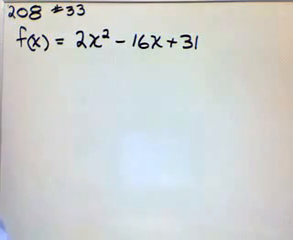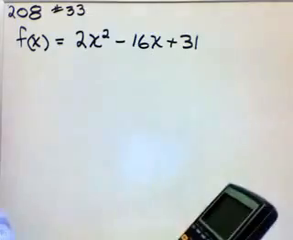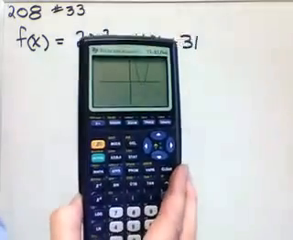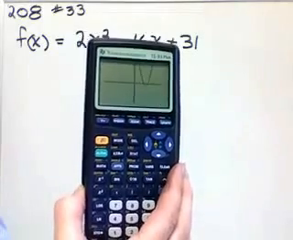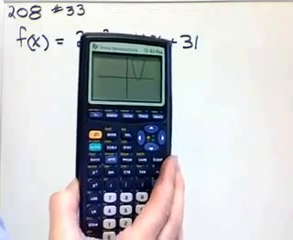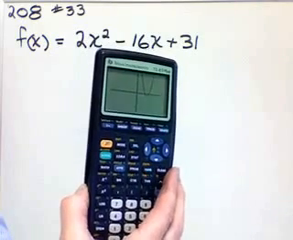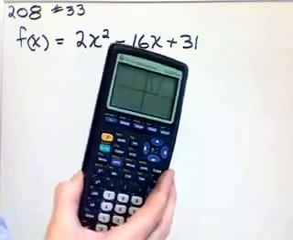All right, on page 208, number 33, the question asks you to use your graphing utility to graph the quadratic function and then identify the vertex and the x-intercepts. So first thing you have to do is pick up your calculator and type it in. And then once you do, if you look at the graph, you can see it mostly in the first quadrant and a little bit down into the fourth. So you can see the x-intercepts, there's 2, and then you can see the vertex down there.